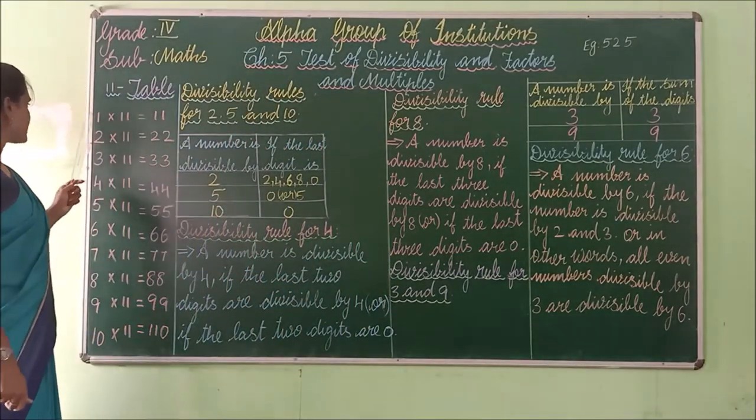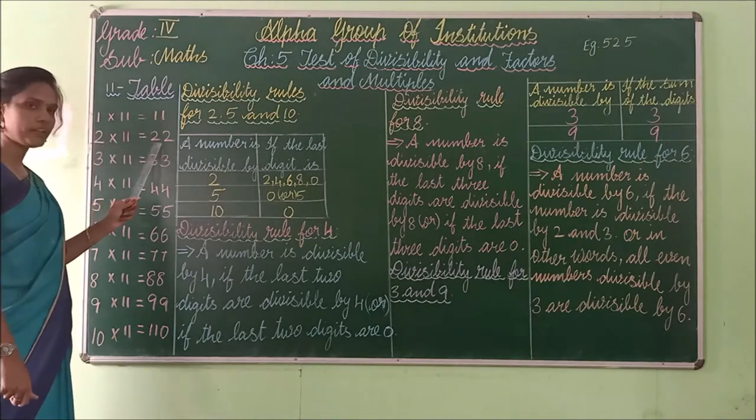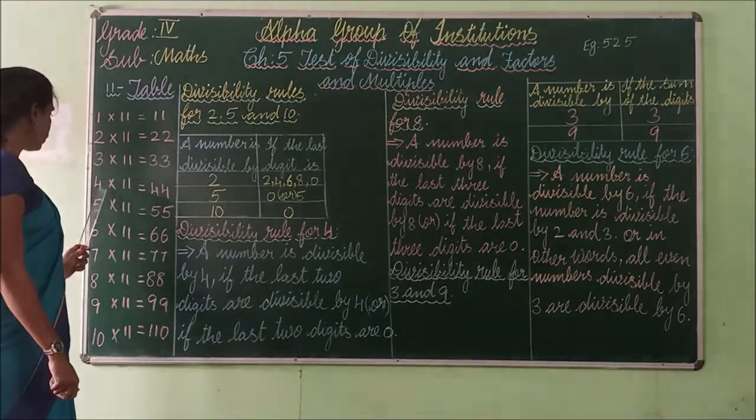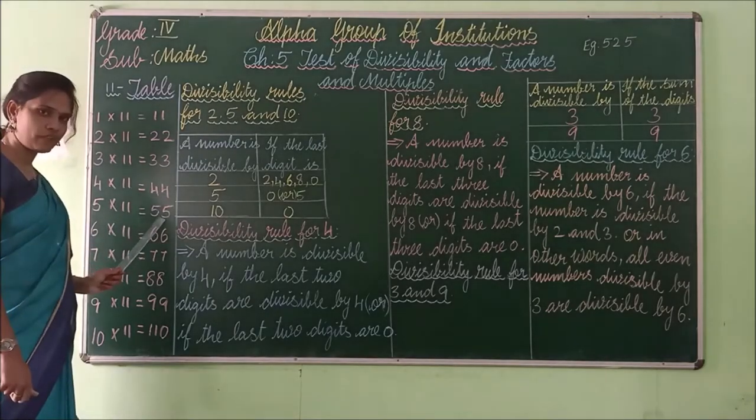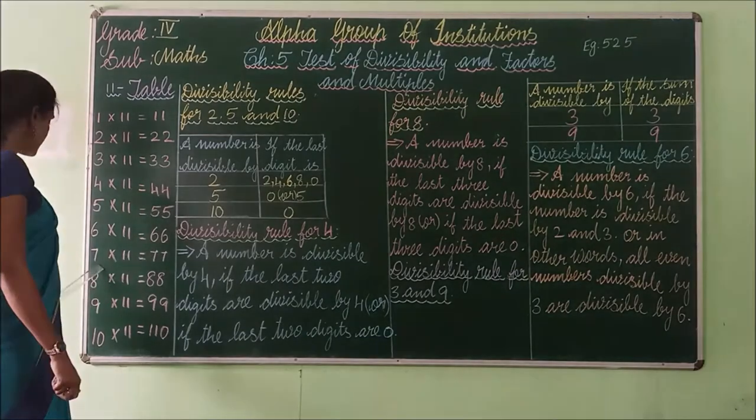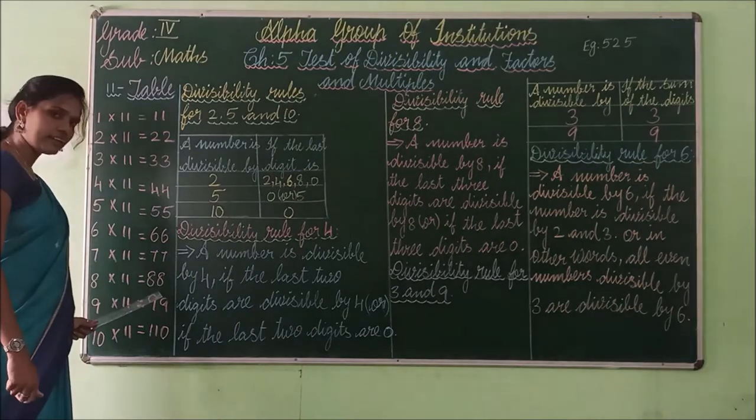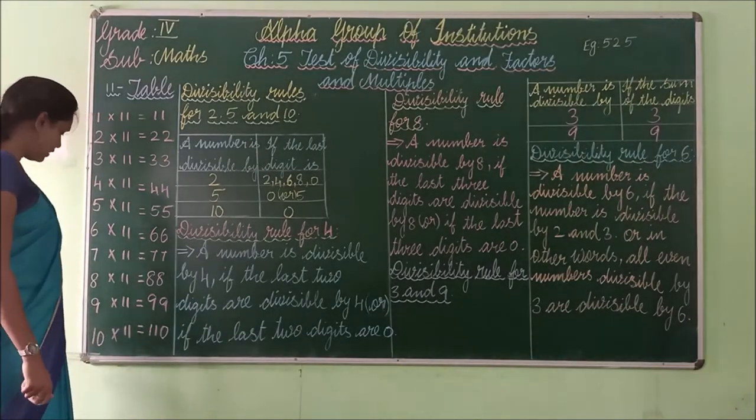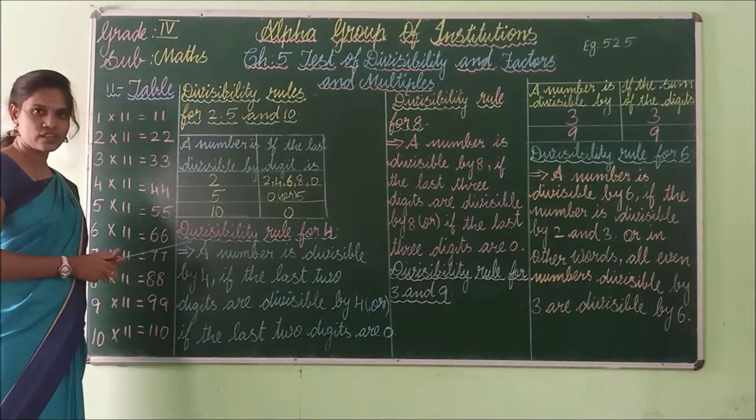Okay? Listen carefully. 1 11 is 11. 2 11s are 22. 3 11s are 33. 4 11s are 44. 5 11s are 55. 6 11s are 66. 7 11s are 77. 8 11s are 88. 9 11s are 99. 10 11s are 110. Shall we repeat once again, children?